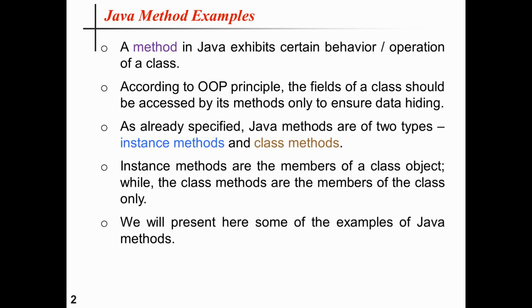As we already specified, Java methods are of two types: instance methods and class methods. Instance methods are basically methods of a class object. On the other hand, the class methods are the members of the class only, like the main method. We'll present here some of the important examples of Java methods. So let's move quickly to the demonstration part by using NetBeans IDE, which is one of the most popular IDEs for Java programming.